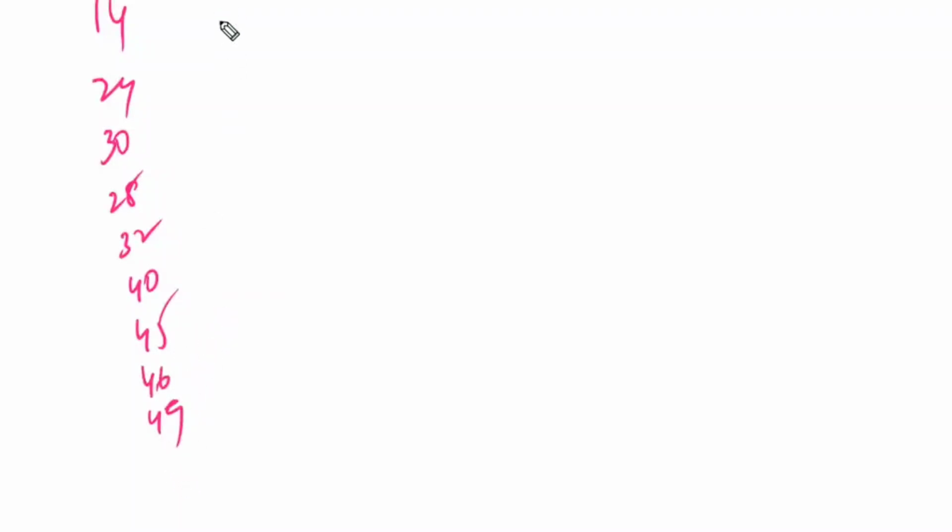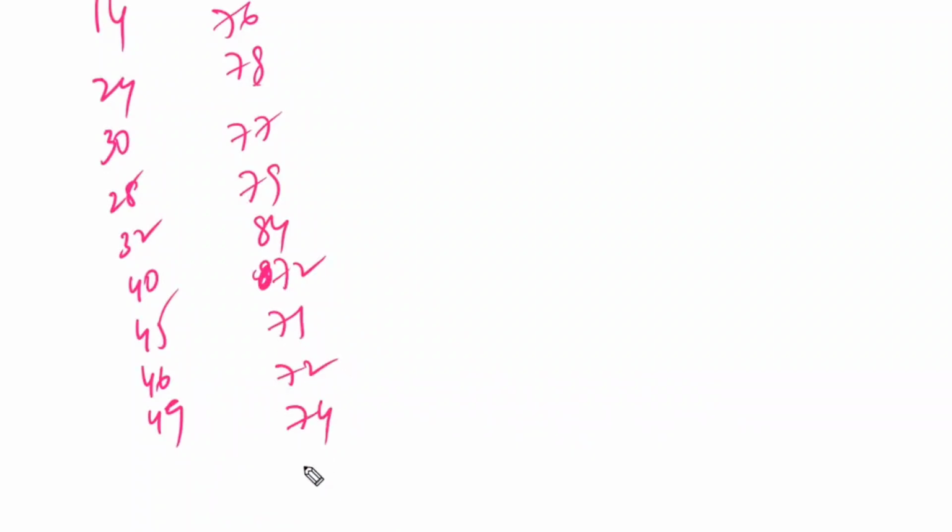Sir, can you explain with a real example, some values? Okay, let us take some values. Tell me, choice is yours. You only tell me some certain values. Like I'm taking 14, 24, 30, 28, 32, 40, 45, 46, 49, and 76, 78, 77, 79, 84, 72, 71, 72, 74, and 88. Something like this I have written.